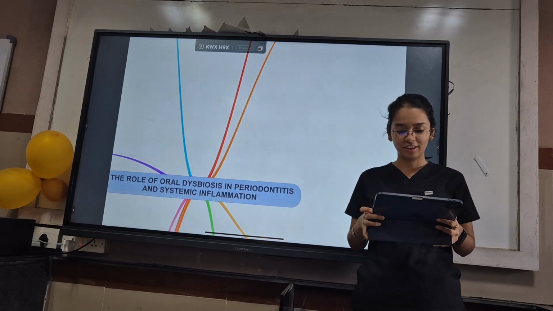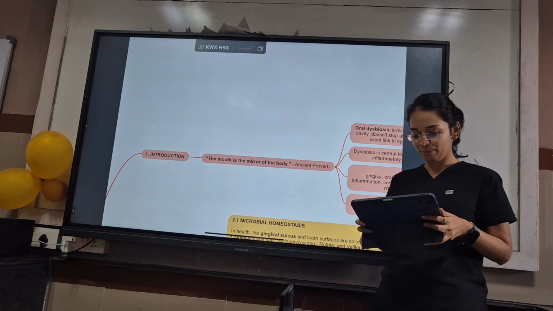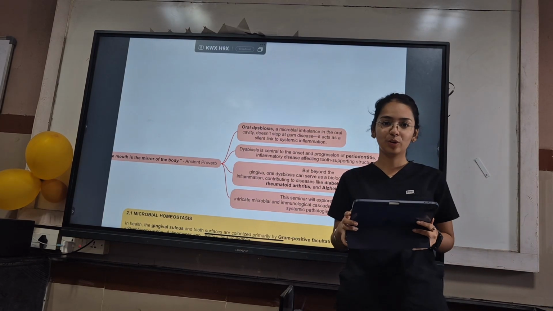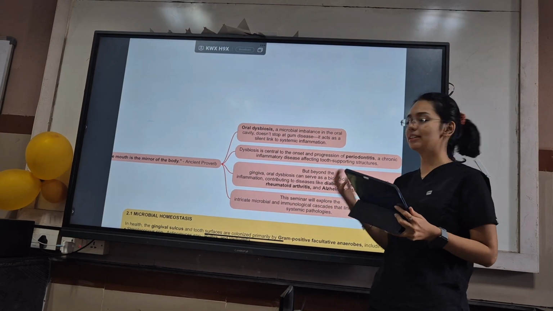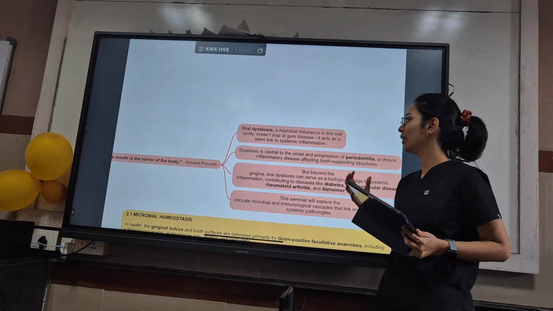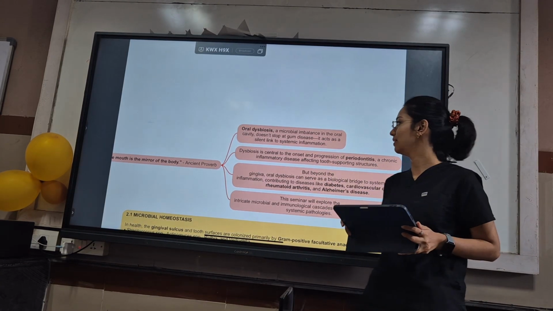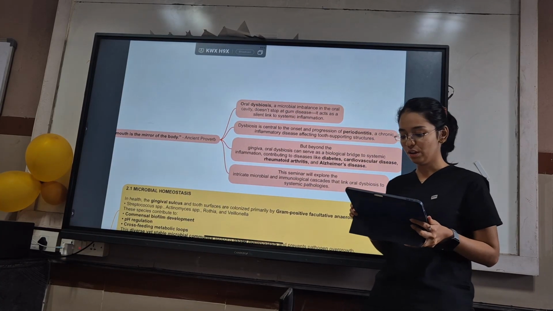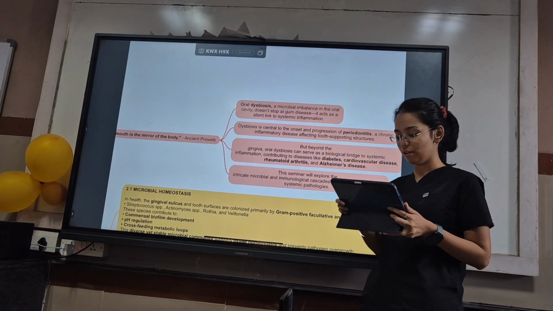To begin with, the mouth is the middle of the body. As we all know, oral dysbiosis is nothing but a microbial imbalance in the oral cavity. It does not stop at the gum disease itself. It has a silent systemic link also, which leads to systemic inflammation.